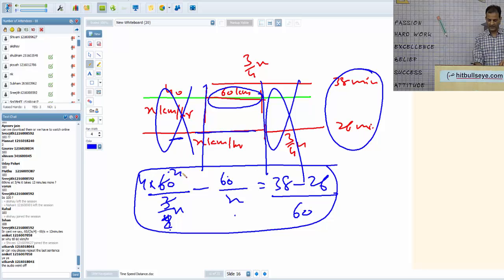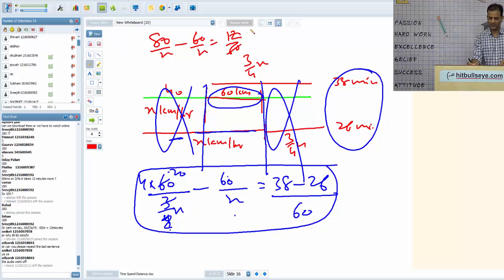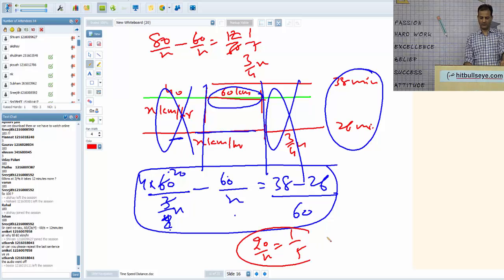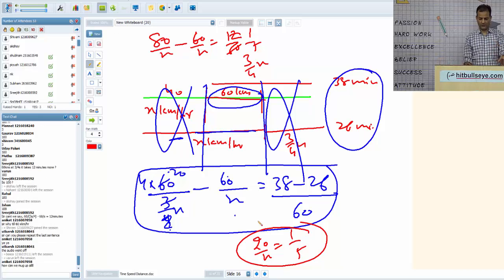So the 4 will be there up here. It will be 80 upon x minus 60 by x is equal to 12 by 60, which is 1 by 5. So the answer will be 20 by x equal to 1 by 5, friends. So x will be 100. x will be 100. So what do we have to learn, friends?